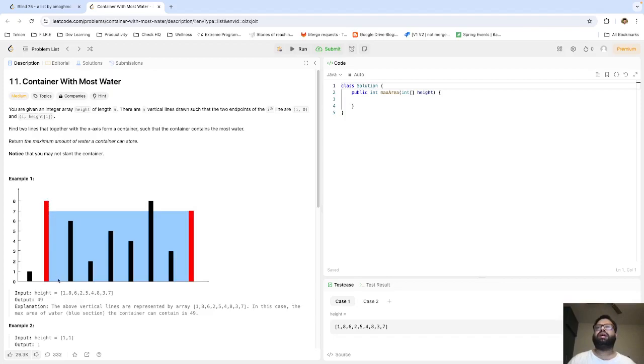So we want as high a value. Okay, this is basically area, right? So it's volume, but there is no third dimension, so we're basically talking area. The length is the distance between lines, so the farther apart they are, the better. And height is the minimum of the two. So whichever is the smallest height is basically going to limit the amount of water that we can store. Right. Okay. That's cool.